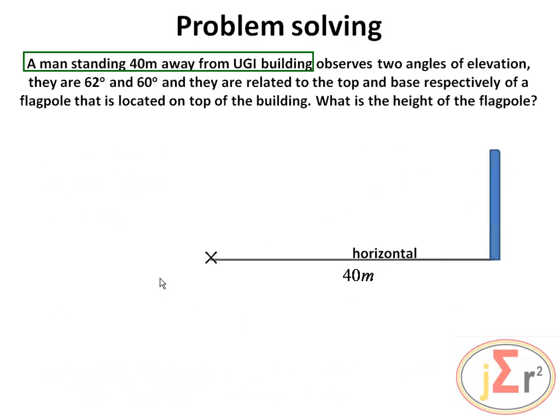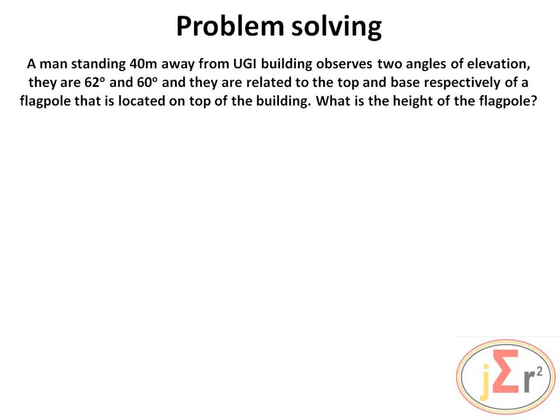There's a problem. Let us read the entire problem first. A man standing 40 meters away from a building observes two angles of elevation. They are 62 degrees and 60 degrees, and they are related to the top and base, respectively, of a flagpole that is located on top of the building. What is the height of the flagpole?